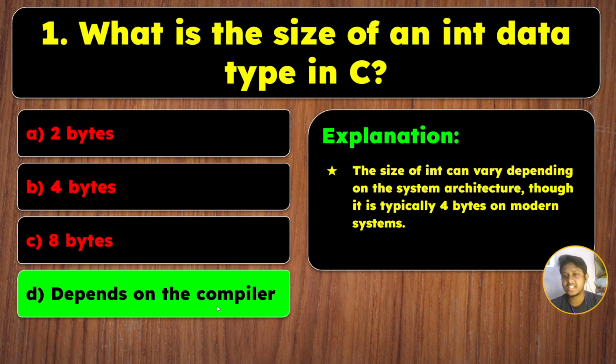As you can see in the explanation, the size of int can vary depending on the system architecture, though it is typically of 4 bytes on modern systems. So if you're using 32-bit or 64-bit computer, then the size of int will be of 4 bytes. And if you are using less than 32-bit of computer, then there the size of int will be 2 bytes. So let's jump to our next question.